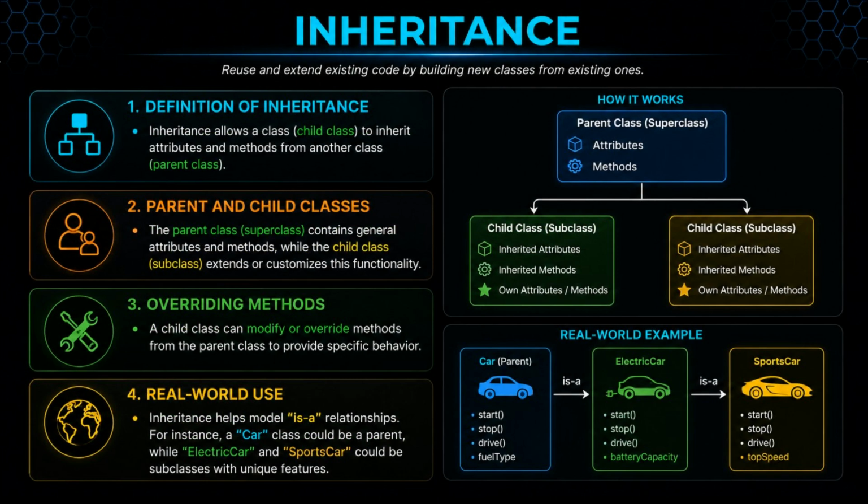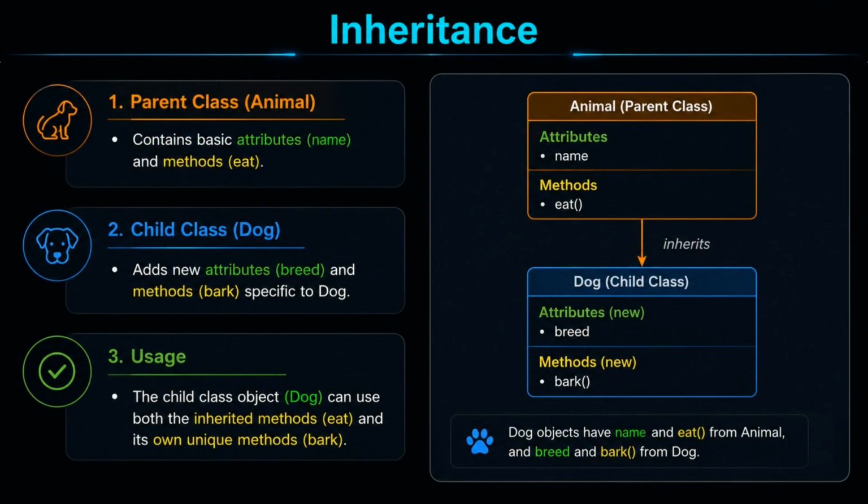Inheritance lets a child class inherit attributes and methods from a parent class. The parent, or superclass, holds general attributes and methods, while the child, or subclass, extends or customizes that functionality, and can even override a parent's methods to provide its own specific behavior. This models real-world relationships well. A car class might be the parent, with electric car and sports car as subclasses, adding their own unique features on top. Here's a concrete example.